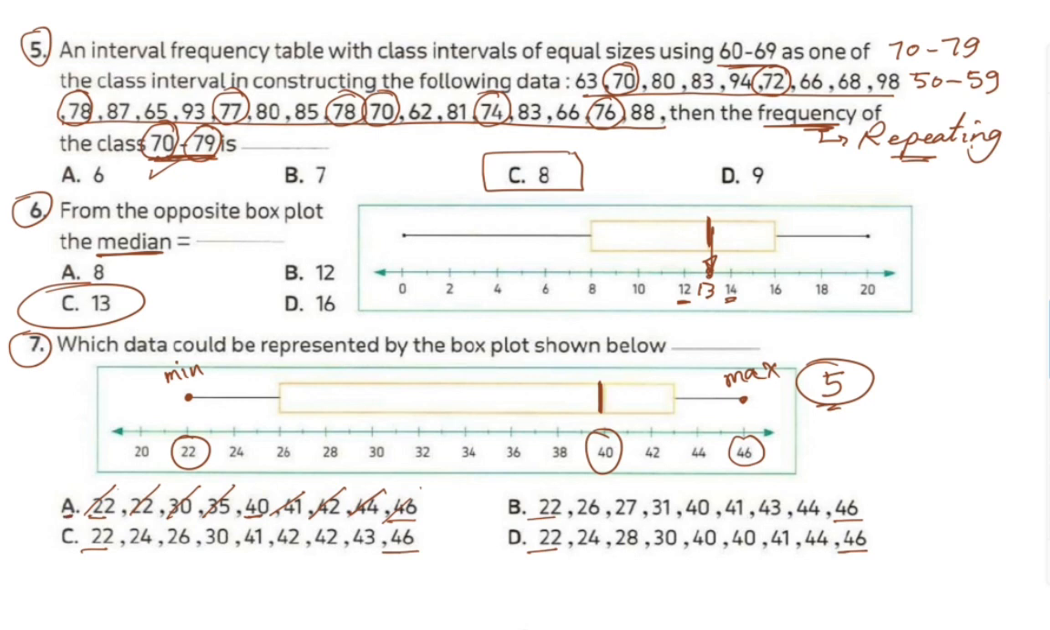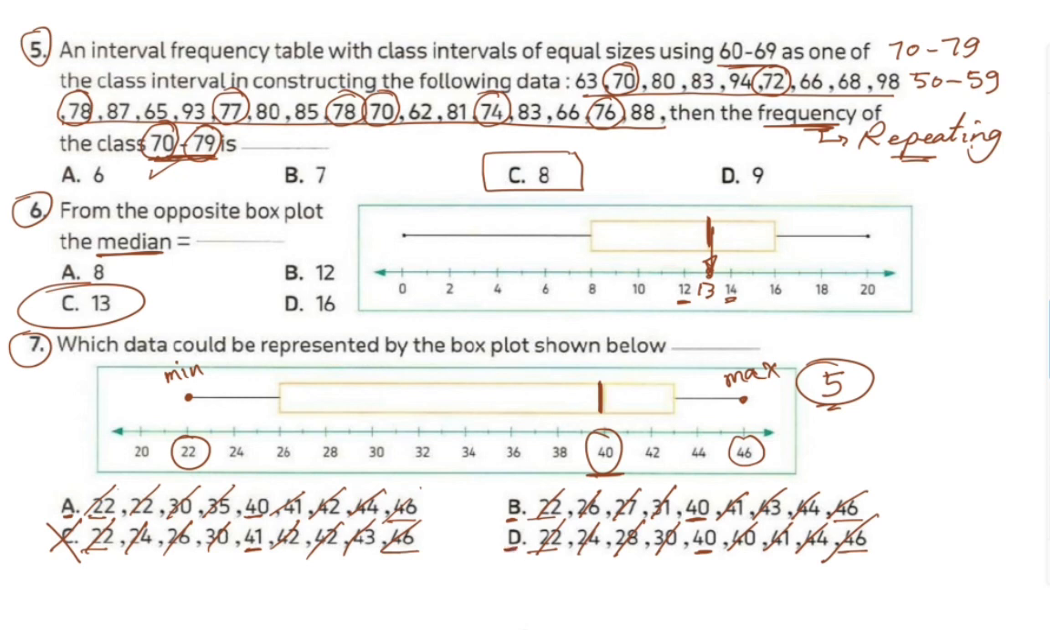It's maybe right. For B, deleting one from each side, you will find it's also 40. So B may be right. For C, delete one from each side. Here we have 41 as the median, but here we have 40. So C is false. Okay, go to D. Delete one from each side, right and left. You find it's also 40. So D may be right.